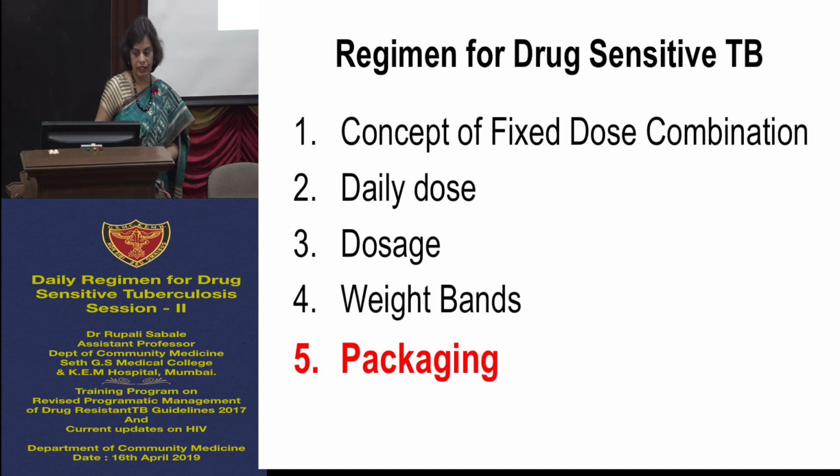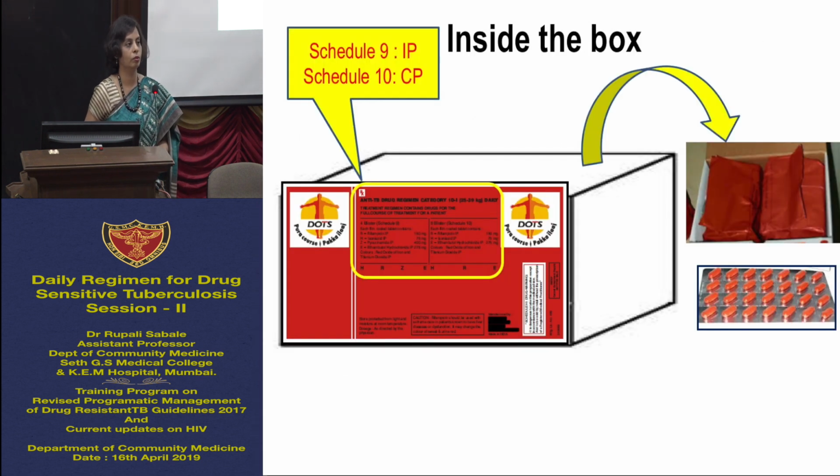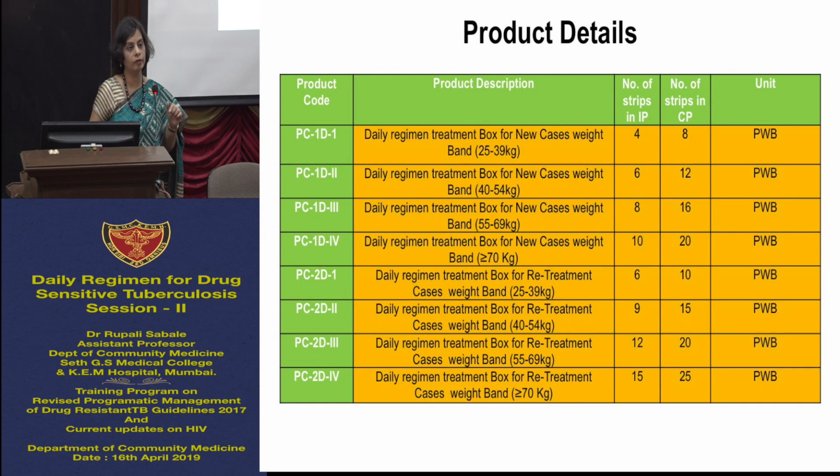Talking about the packaging, everyone has seen this box? These are called patient-wise boxes, but for this daily regimen, for drug sensitive, now we don't get it in patient-wise boxes. We are provided with the strip forms. Patient-wise box is for multi-drug, but for daily regimen drug sensitive tuberculosis, the supply is in strip form. But this is how the patient-wise box looks, where intensive phase and continuation phase tablets, the entire course, are in the same box, and this is how it is packaged, and this is how the strips look.